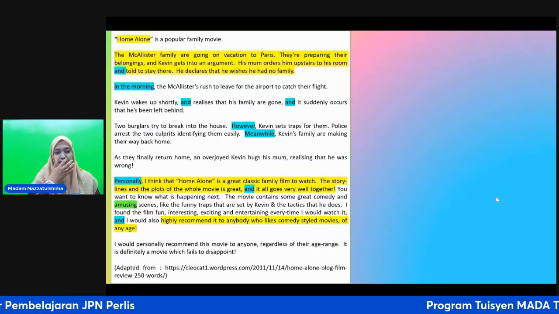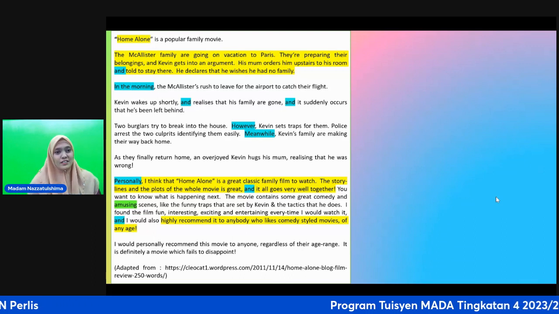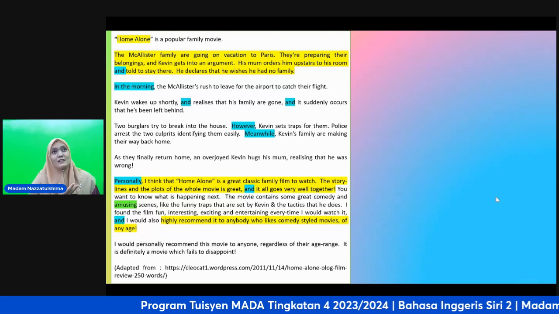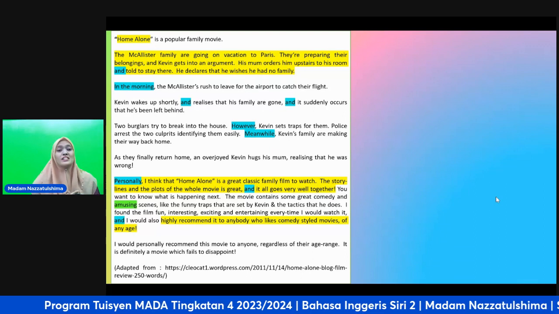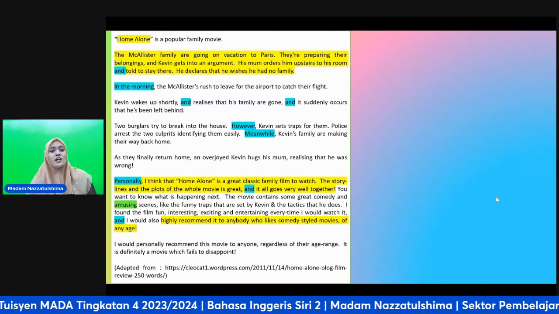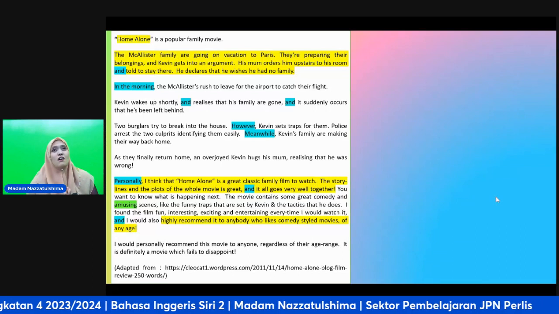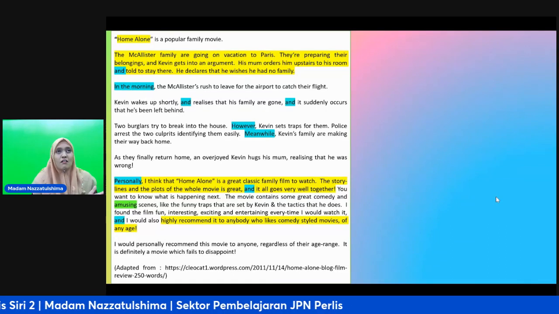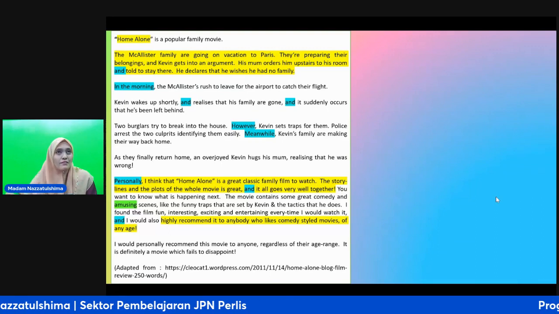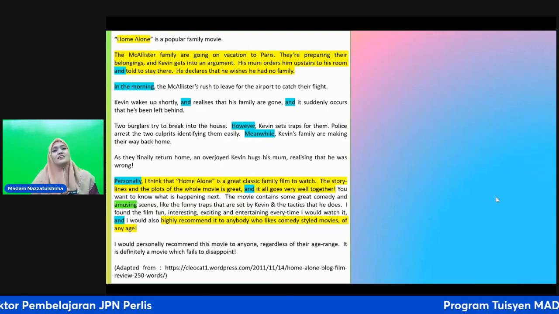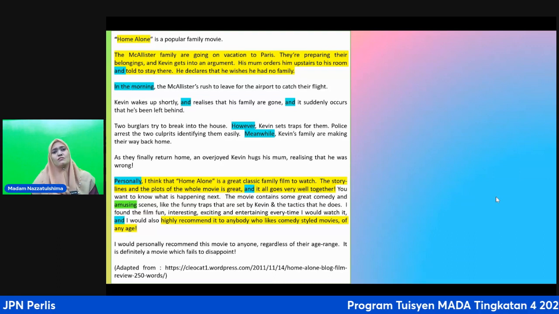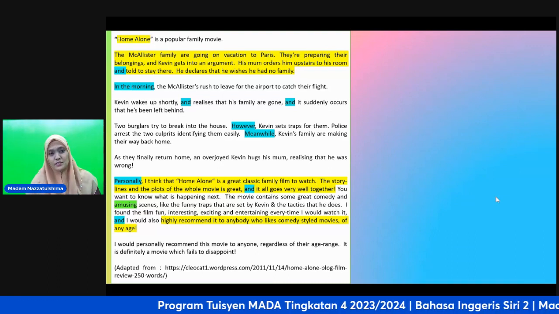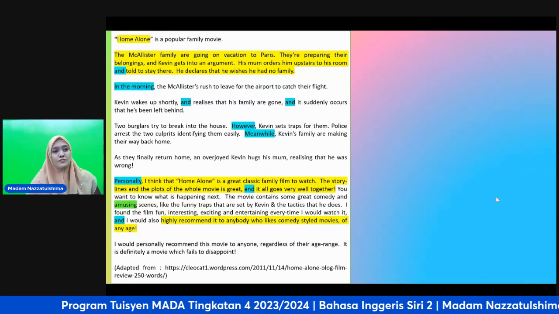So after we have done, I have given you some of the phrases, some of the expressions, some of the sentences that you might use to put in your review, whether it is a good review about something or a bad review about something. Now let's take a look at a movie review. So this is an example of a movie review.